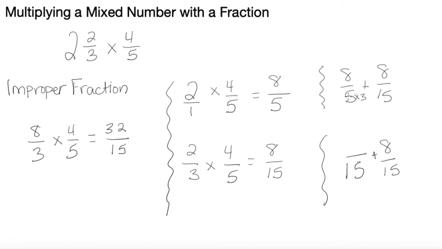So if I multiply this 5 times 3 to get to 15, I have to multiply my numerator by 3 as well. So that way I have an equivalent fraction. 8 times 3 equals 24. Now I can add these together. 15 is my denominator. 24 plus 8 equals 32.